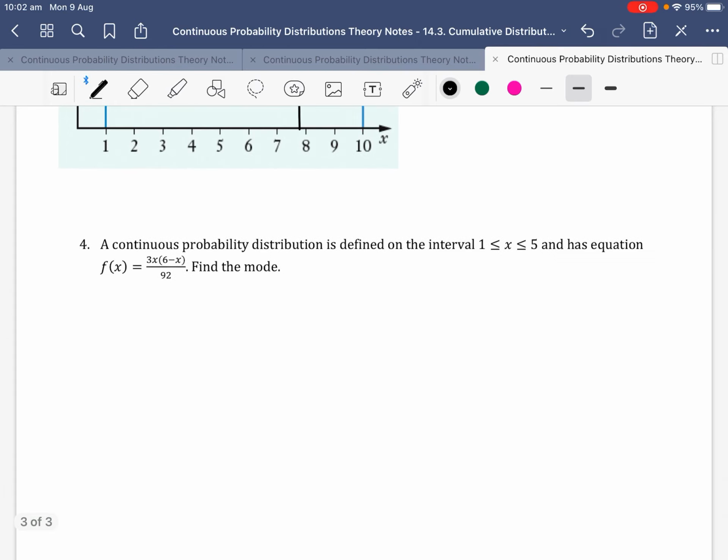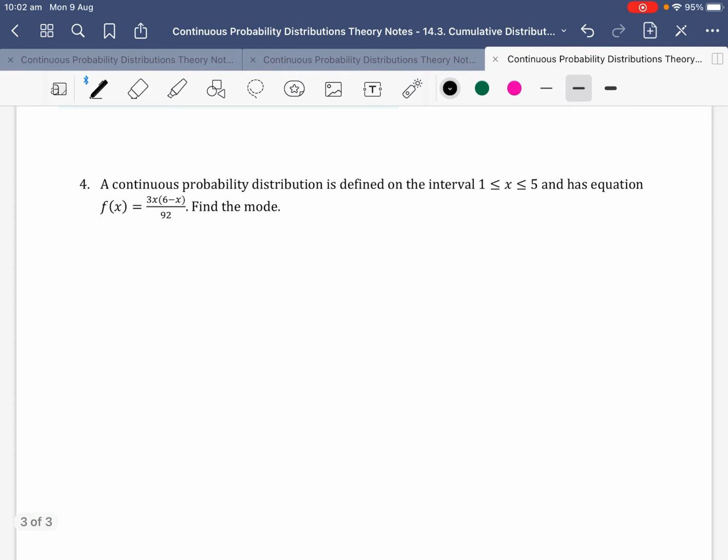Then if we were to look at a continuous probability function, work it out, and then find the mode, we have to do this. A continuous probability distribution is defined on the interval of 1 to 5 and has an equation of f(x) equals 3x(6 minus x) all over 92, and we want to find the mode. So we're trying to find the maximum point. When we were trying to find the maximum point in calculus, we had to find the stationary point.